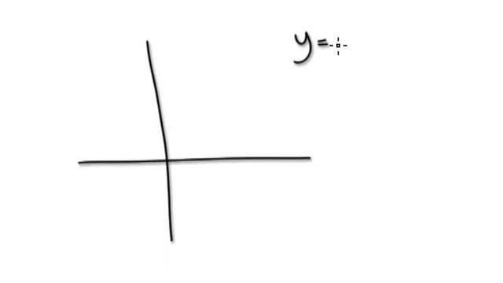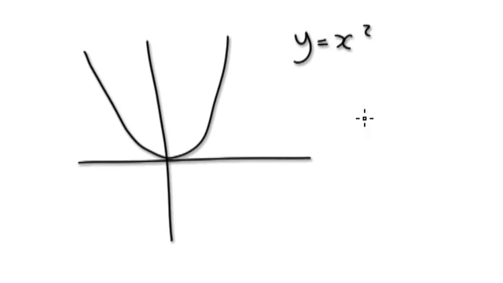If you've been watching all the videos up until now, you should get an idea of what the graph of y equals x squared will look like. It will look like a U, something like this. What would happen in this video?